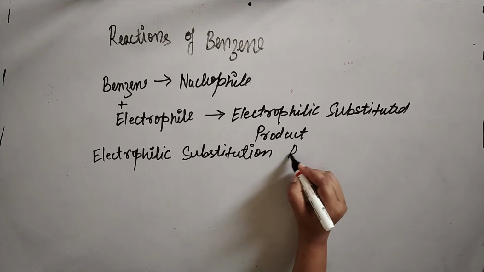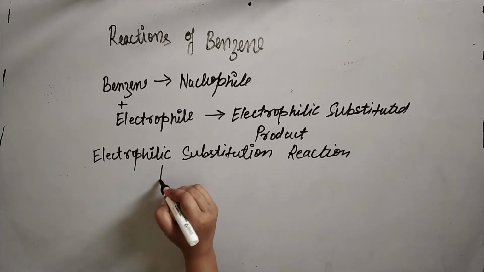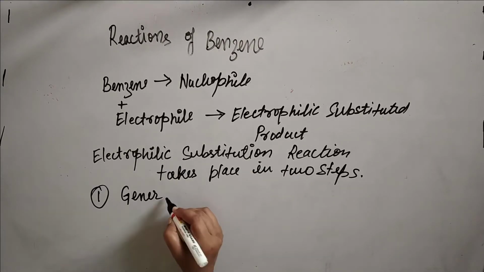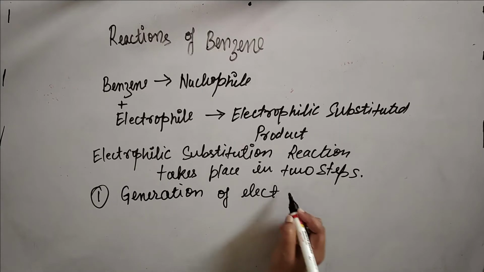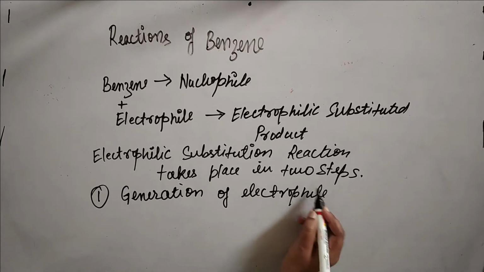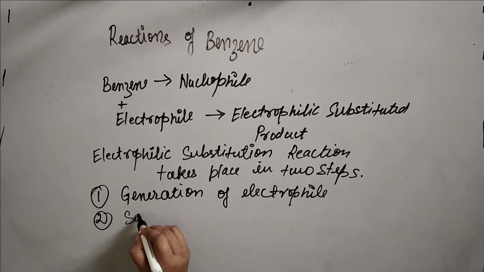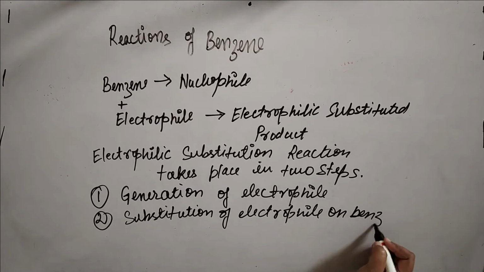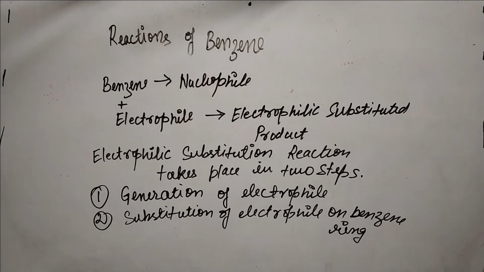Generally the electrophilic substitution reaction takes place in 2 steps. The first step is generation of the electrophile. The second is substitution of the electrophile on the benzene ring. So these are the 2 steps through which the electrophilic substitution reaction takes place. First step is generation of electrophile. Second step is substitution of electrophile on the benzene ring. Let's discuss the first step and second step in detail.